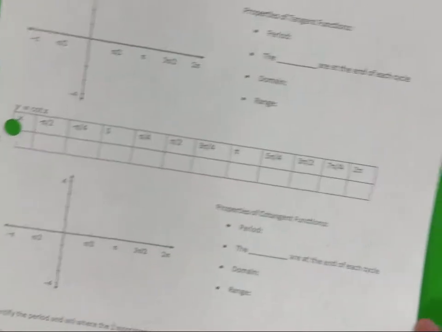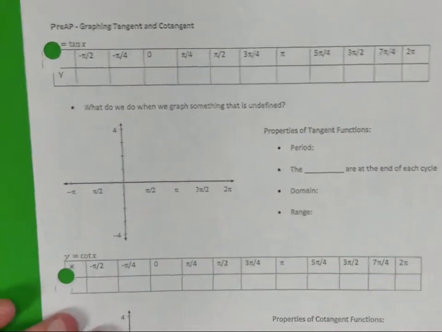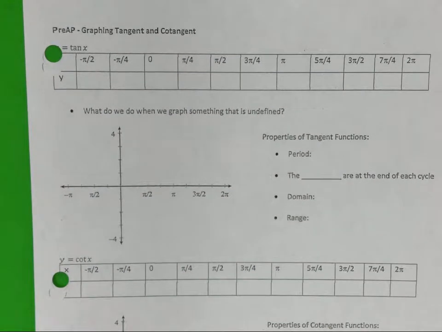Alright. Now I want you to turn to page 9. Today our learning target is I can graph tangent and cotangent functions. And I got further than I ever thought today in first period. So we're going to shoot for that goal today, okay? I got the entire lesson done. So we will review it tomorrow.